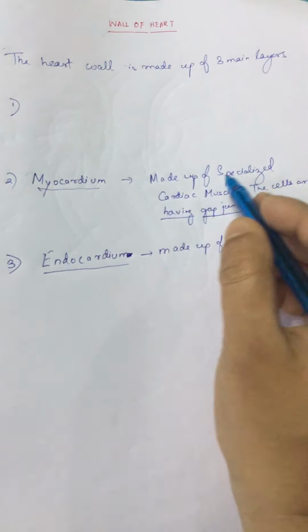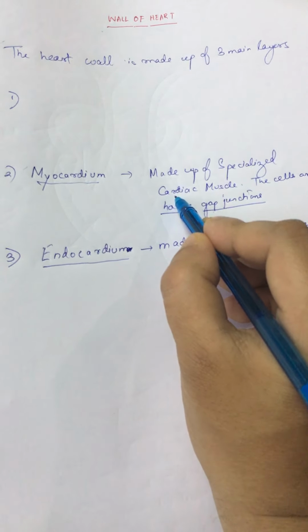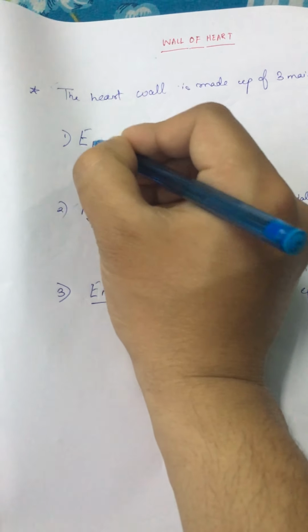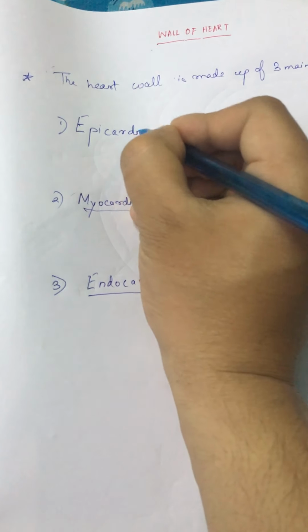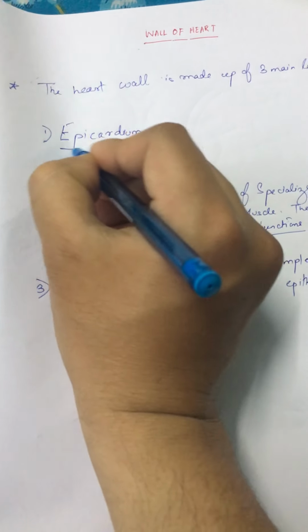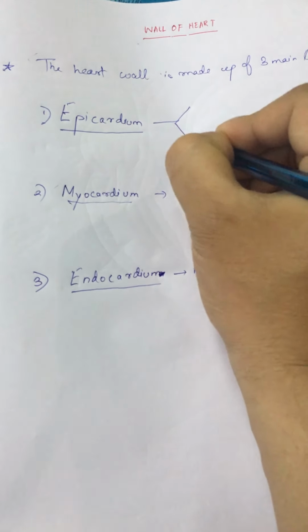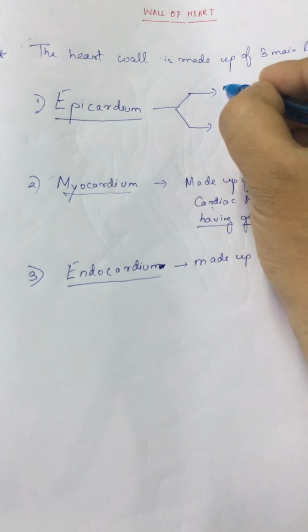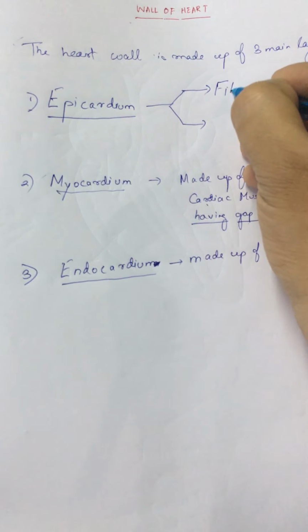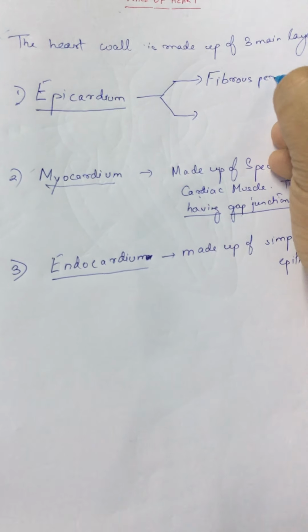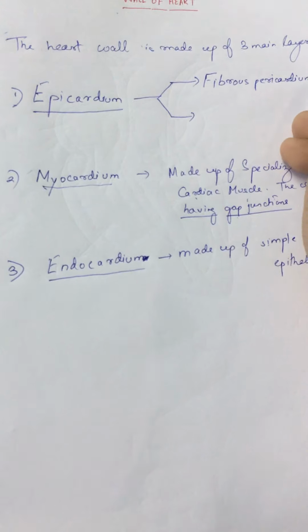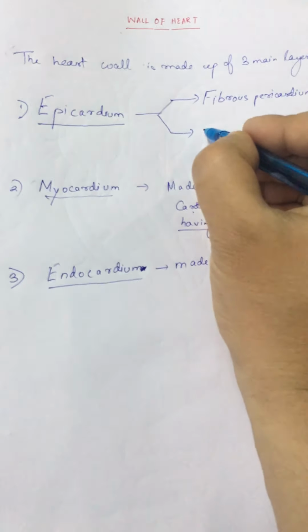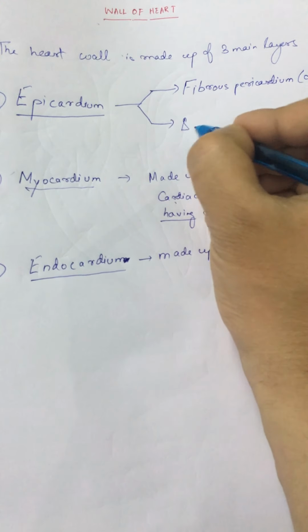It is made up of specialized cardiac muscle, and you all know that cardiac muscle is present only in the heart, right? Now we'll discuss the last layer, the outermost layer of the heart wall, called the epicardium. This outermost layer is again made up of two layers. The outer wall of the epicardium is called the fibrous pericardium. So the fibrous pericardium is the outermost layer of the epicardium. I have written O, which means outermost. And the inner wall of the epicardium is called the serous pericardium.